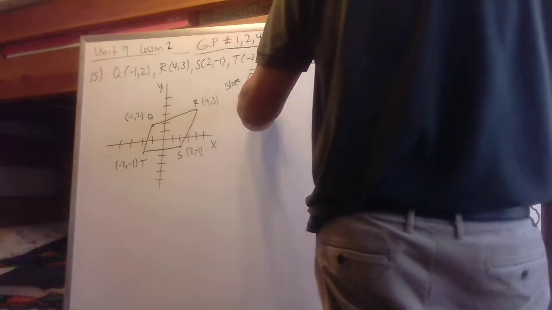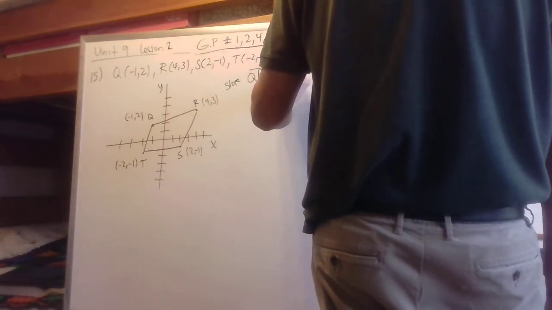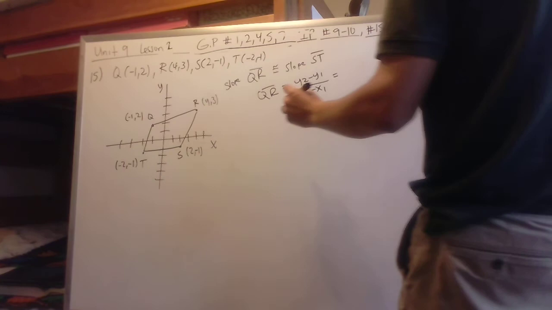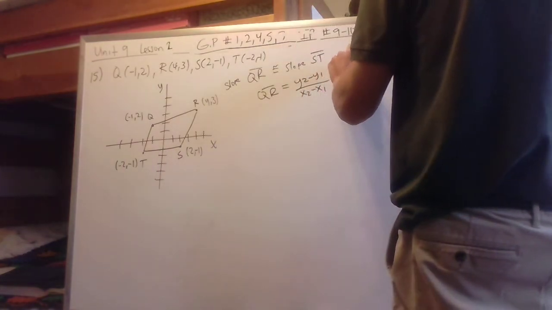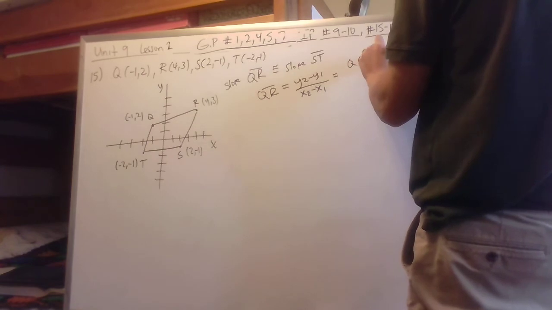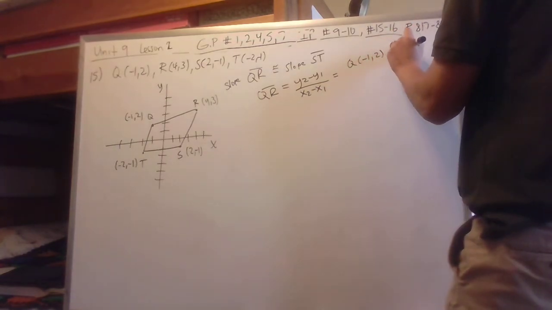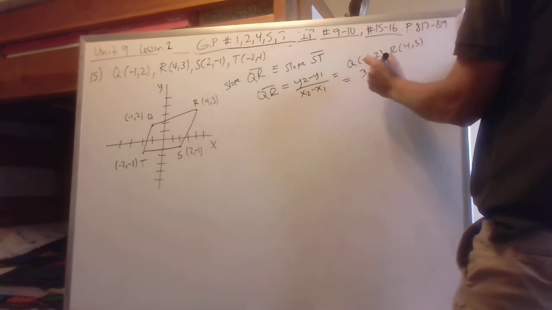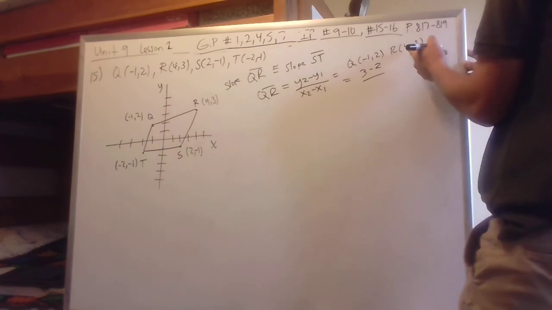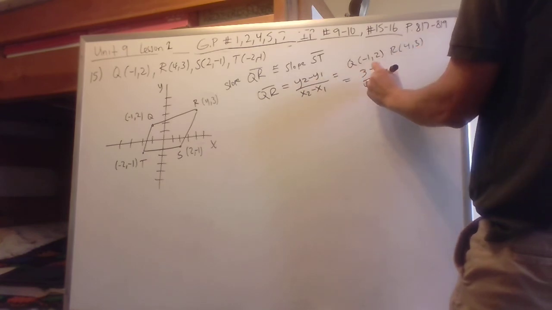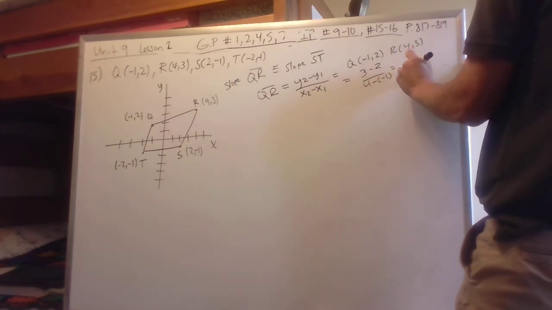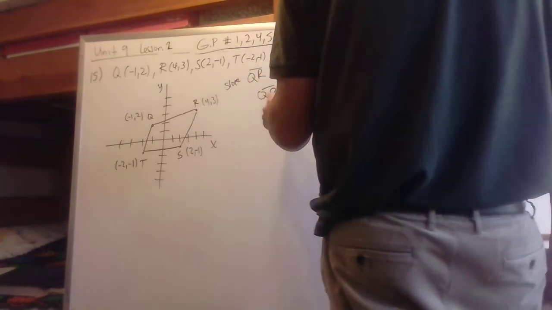So QR, the slope formula again is y2 minus y1 over x2 minus x1. And point Q is going to be at -1, 2. And then R is at 4 and 3. So we're just going to plug it in where we're going to go 3 minus 2. Since I started with 3, that means that R is going to be your x2, y2. So we're going to go 4 minus -1. 3 minus 2 is 1. 4 plus 1 is 5. So that means that QR slope is 1/5.